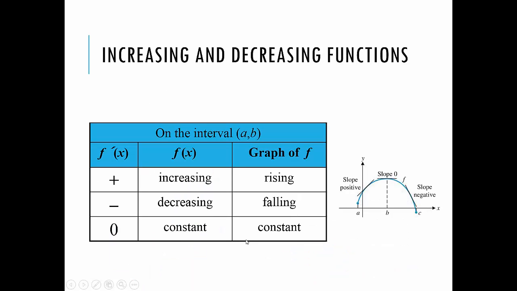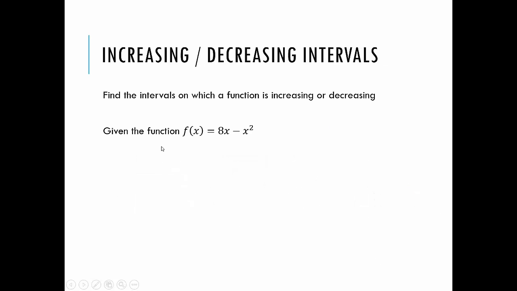So if I have a function that's increasing and decreasing, if the derivative's positive, and the derivative's the slope, that means it's increasing; negative, decreasing; and 0, constant. So I want to find the intervals on which a function is increasing or decreasing, given this function. Well, if I want to know if it's increasing or decreasing, that's slope, derivative, so I find the derivative.